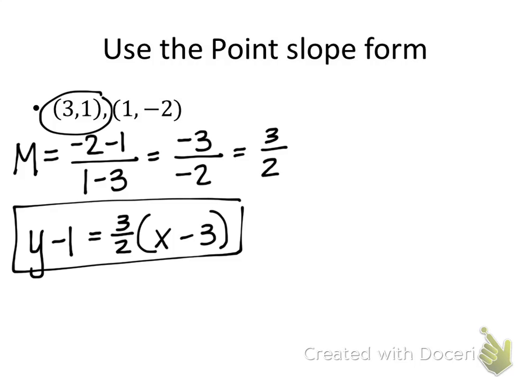Okay, so the two equations we've learned so far, slope-intercept, y equals mx plus b, and the point slope, which is y minus y1 equals m times x minus x1. You will need to memorize both of these formulas for your upcoming test and quiz.